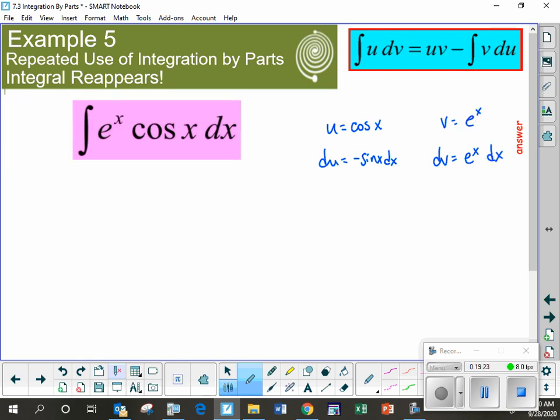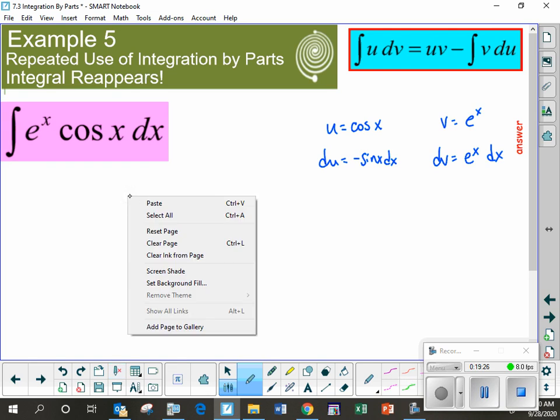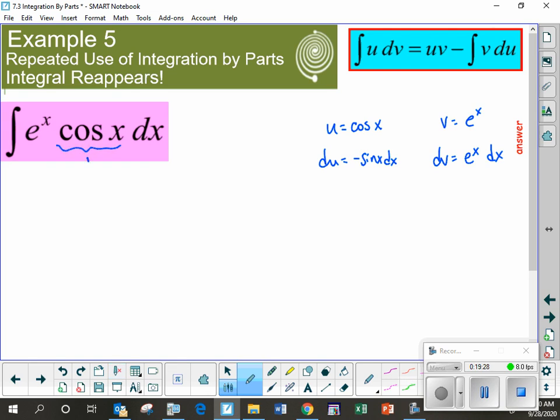So this is my u, and these two parts became my dv. Set it up. U times v, e to the x cosine x, minus the integral, come across the diagonal. We get minus minus changes to plus, e to the x sine x dx. Ew. Okay, that's almost similar to what we had in the start.